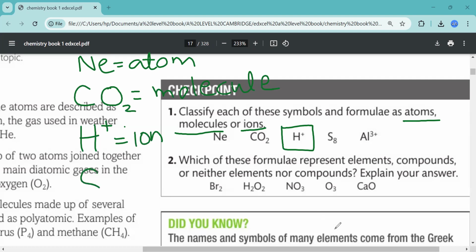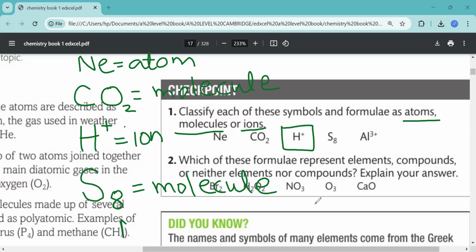Okay, now the next one, S8. It's a single alphabet, so it's an atom. The 8 represents there are 8 atoms connected with each other. All the atoms are the same. So, atom or molecule? Well, we are going to use the word molecule, because atoms are connected with each other. This is the example of a molecule of an element. But in the question, they just simply told us to classify as an atom, molecule, or ion. So we will say it's a molecule.